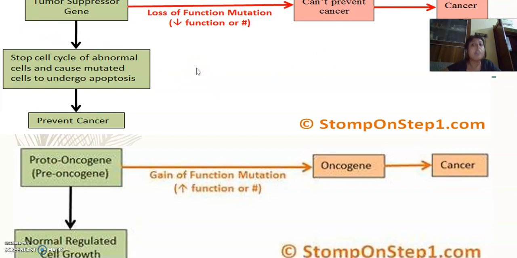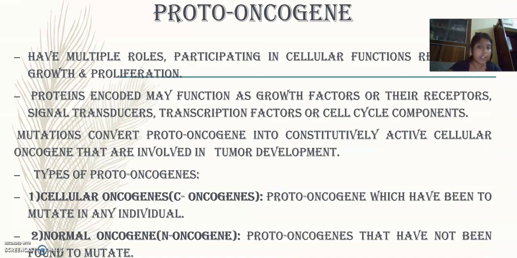The function of the tumor suppressor gene, which was to stop the cell cycle, is lost. So the cell cycle will not stop even if the DNA is damaged, and that will lead to cancer. Again, the proto-oncogene is used for normal, regulated cell growth. But if due to mutation it gains function, what will happen? It will lead to the production of an oncogene, and this oncogene will lead to cancer. Oncogenes are responsible for cancer, but they can only be activated, gaining function, by mutation of a proto-oncogene. So this is the loss of function and gain of function mutation.